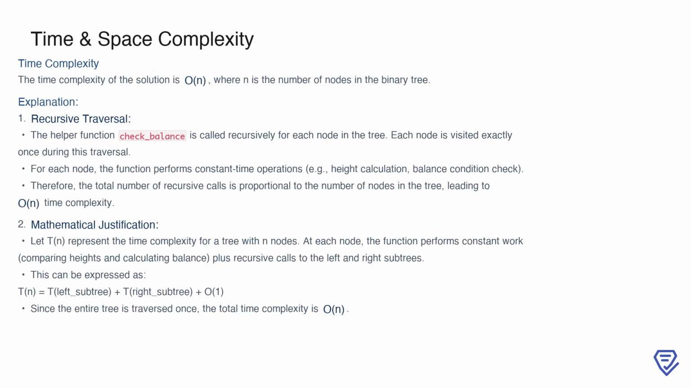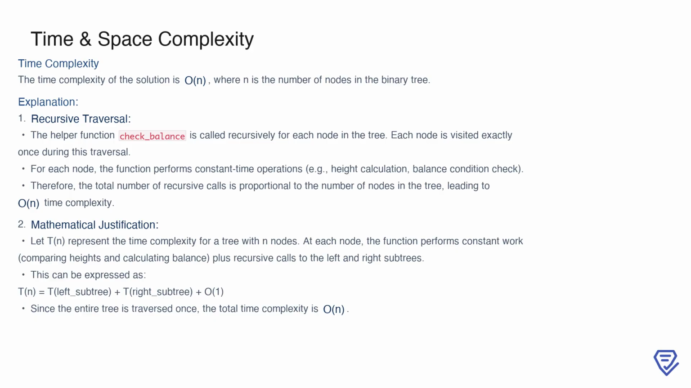The time complexity of this solution is O(n), where n represents the number of nodes in the binary tree. This is because the helper function, check_balance, is called recursively for every node in the tree. Each node is visited exactly once, and during the visit, we perform a constant amount of work, such as calculating the height and checking if the node is balanced. Since the function operates on each node individually, the total number of recursive calls is proportional to the number of nodes, leading to O(n) time complexity.